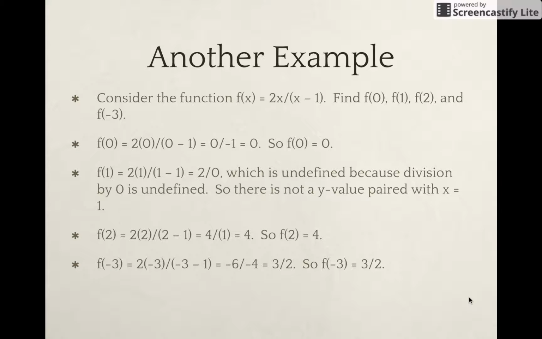Again, it's important to note each time that we do this, we're finding ordered pairs. Like in this last example, we would have the ordered pair (-3, 3/2). We should expect that to show up on the graph of f of x.